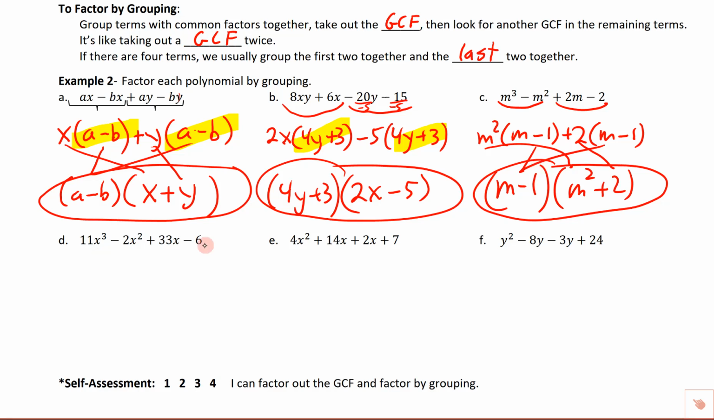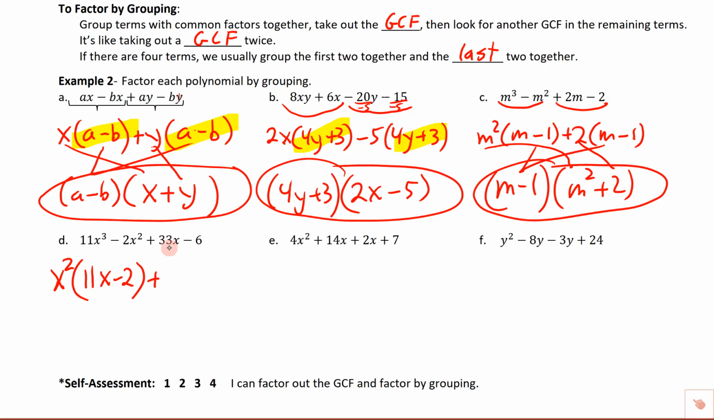Again, these are arranged in the correct order. We want to take something out of an 11x cubed minus a 2x squared. They've both got 2x's. So if I take out 2x's, I'm left with 11x. If I take 2x's out, I'm left with a 2. And then out of this one, we're going to take out a positive, because that's the sign right there.